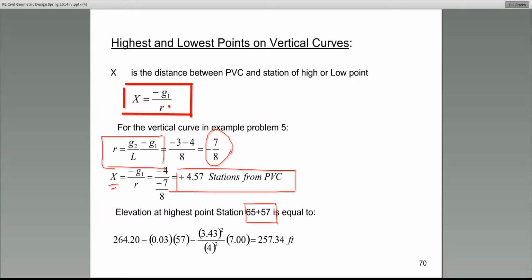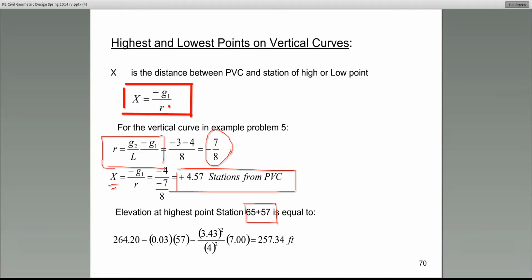All right, pay attention to how we got that. It's 61, which is the station of the PVC. We added 4.57 stations to it, so we end up at 65 plus 57. That is the station of the highest point on this curve that we have been working on. All right, so the next thing, once we know the actual location of the high point, then we need to be able to find the elevation.